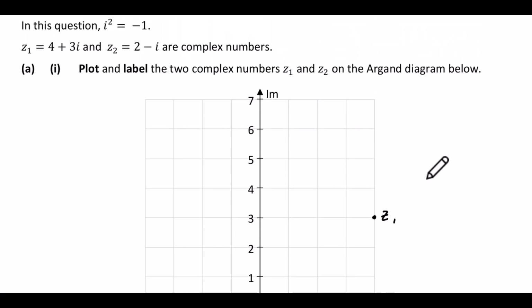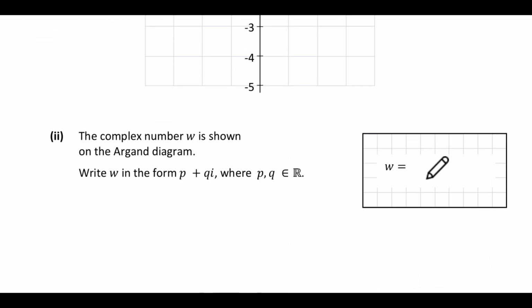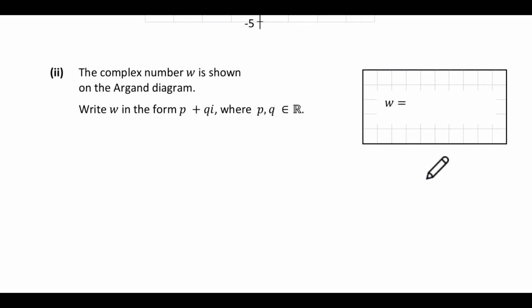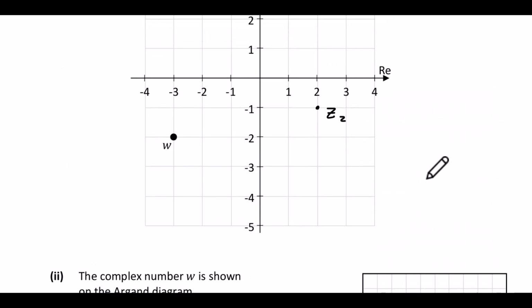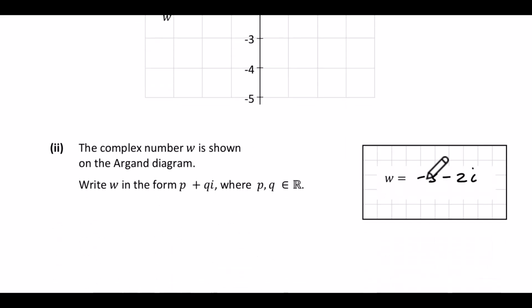So that's part 1. Part 2 then, the complex number w is shown on the Argand diagram. Write w in the form p plus qi. So if we look at w here, we come out along the real axis first, so it's minus 3. Then we go down along the imaginary axis, so it's minus 2. So it's minus 3 minus 2i.